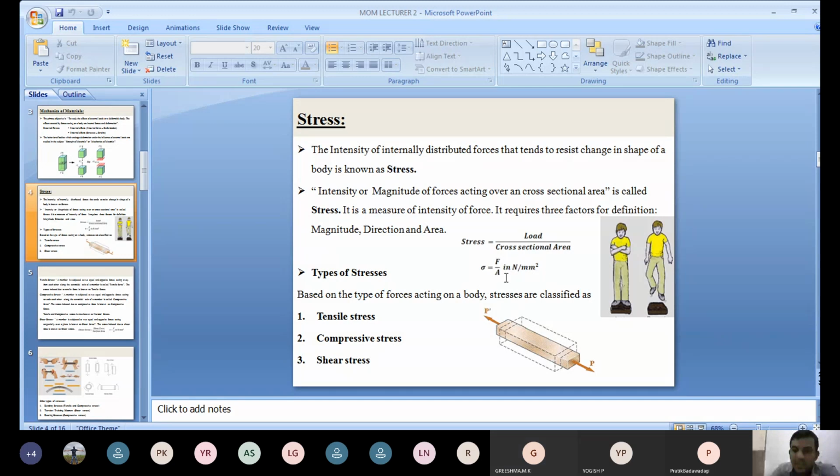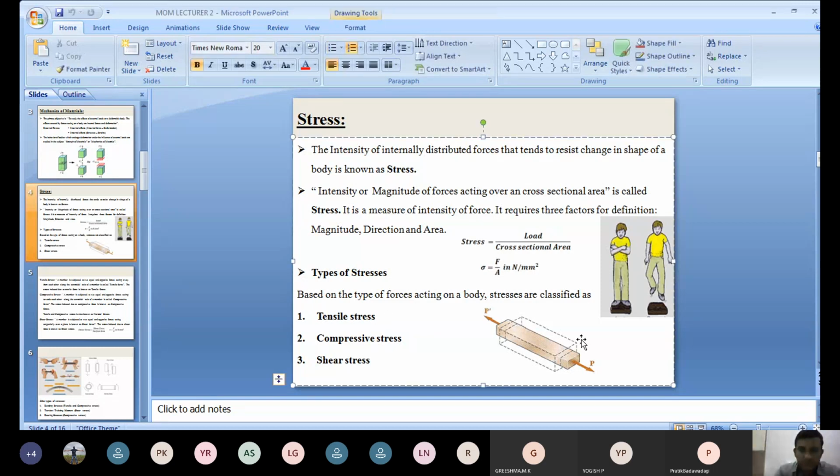Okay, thank you, ma'am. Last class we also discussed types of stresses. Based on the type of forces acting on a body, stresses are classified into three: tensile stress, compressive stress, and shear stress. Tensile stress: consider a rectangular bar where two equal and opposite forces act away from each other along the centroidal axis. Then the bar is subjected to a tensile force. The tensile force acting over a cross-sectional area is called tensile stress.